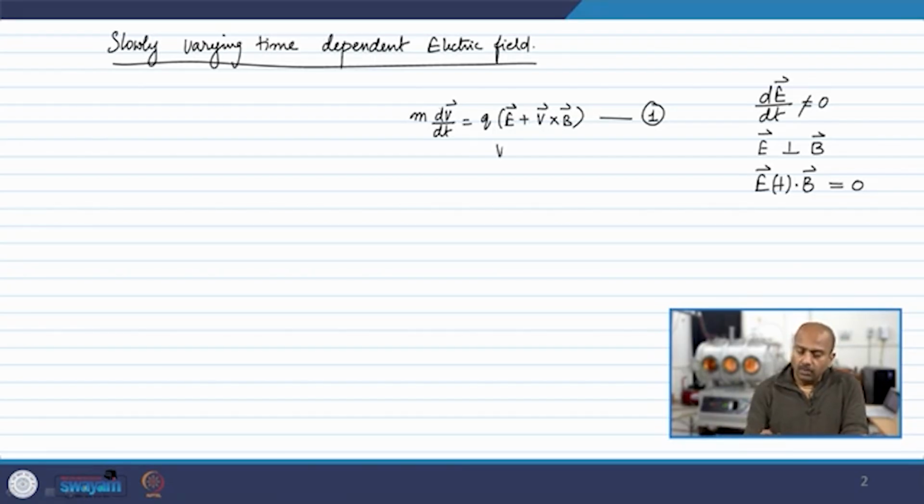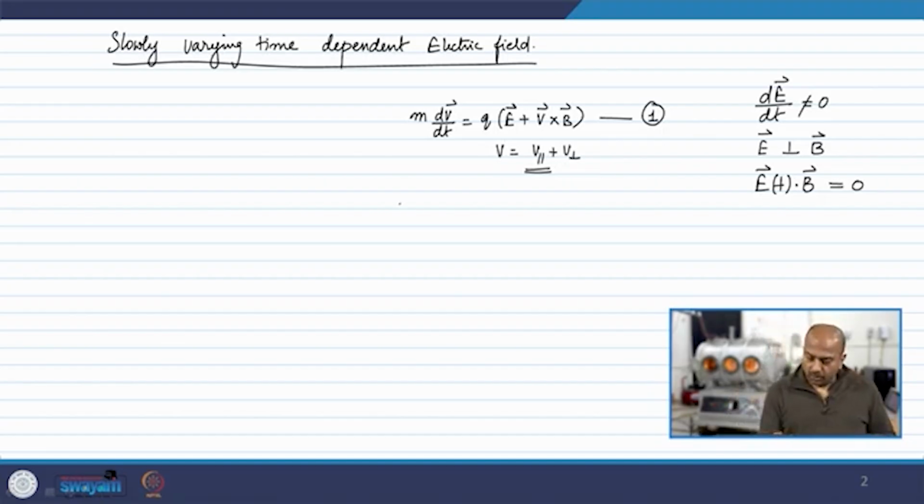Now, the velocity of the particle can be written as the parallel component of the velocity and the perpendicular component of the velocity. Now, we know this parallel component is defined in such a way that it is parallel to the direction of magnetic field, right. So, we can now decompose equation number 1 into two equations, one representing the motion along the parallel component, another representing the motion along the perpendicular component.